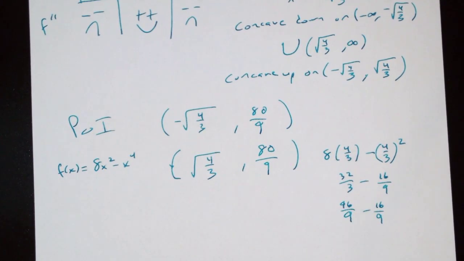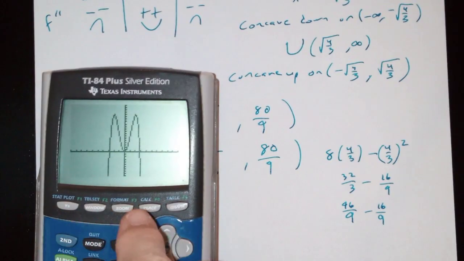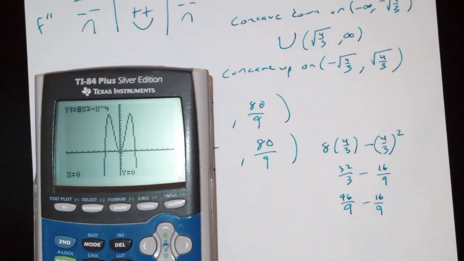And if I take a look on my calculator and I put the trace button and I type in the square root of 4/3, 80 divided by 9 is 8.8888888. It worked.